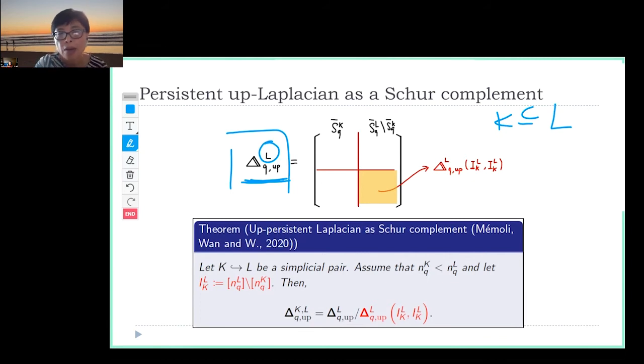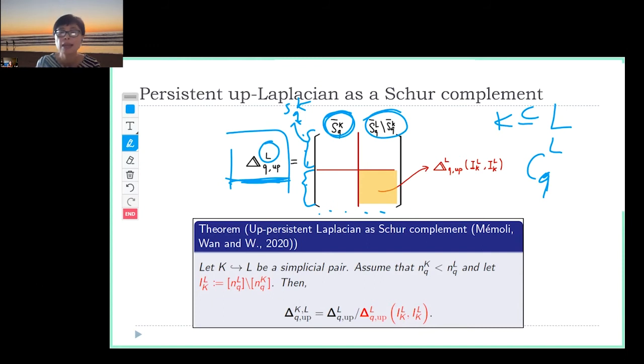Okay, but remember what the Laplace operator essentially is: it maps from the Q's chain group of L to the Q's chain group of L. Every column and every row here represents a Q simplex in L. Let me order the simplices so that first you have all the simplices coming from K, and then you have all the simplices in L but not in K. Same for the rows. So we just order the columns and rows this way.